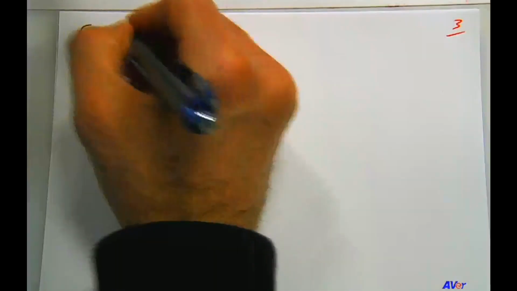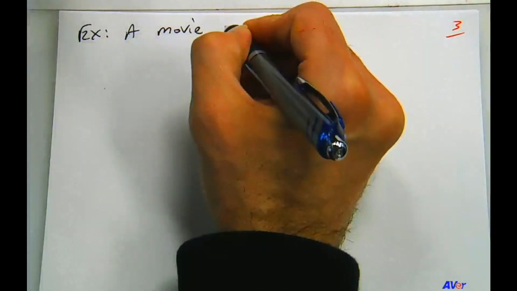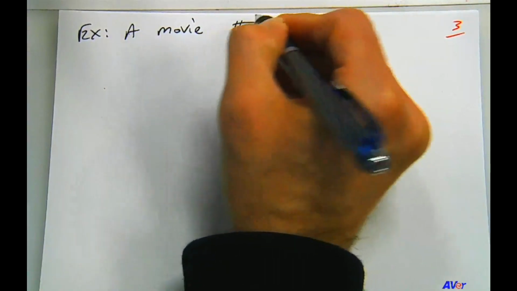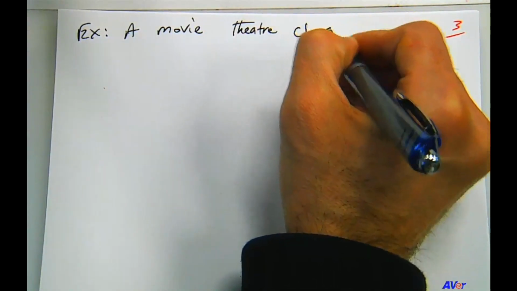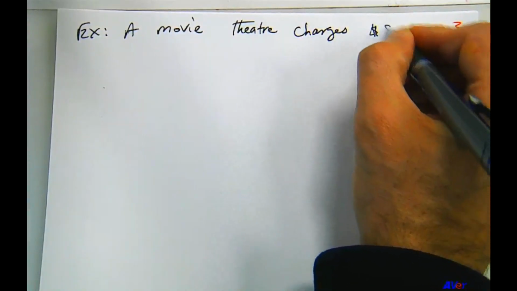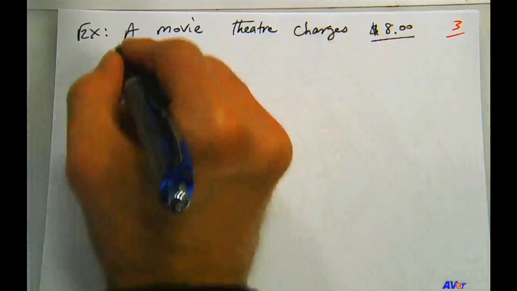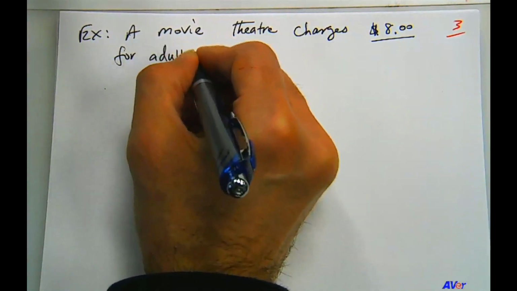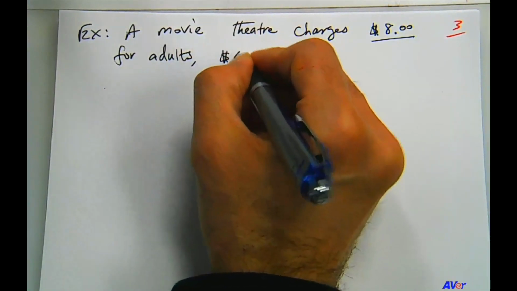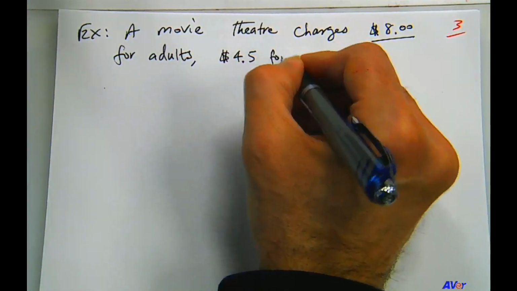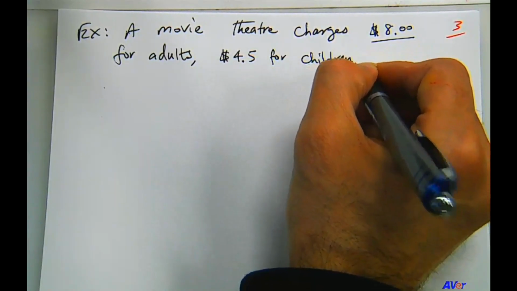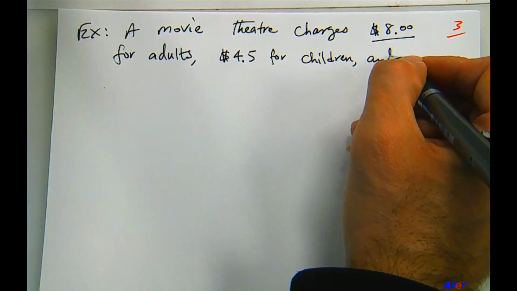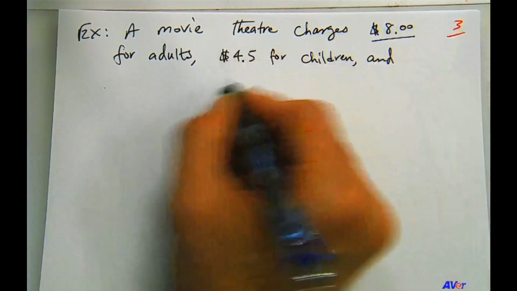Example. This one is a word problem. So we have a movie theater that charges $8 for adults, $4.50 for children, and $6 for senior citizens.